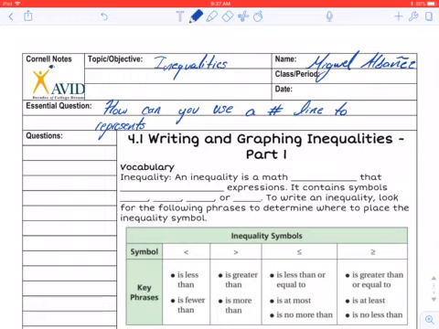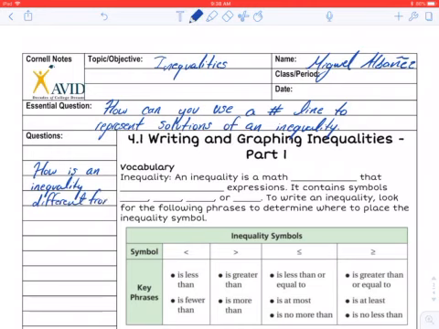So, like I said, inequality is going to be different than an expression or than an equation. So, one of the questions that we could write here is, how is an inequality different from an equation or an expression? So there's a question for you to think about on your own.